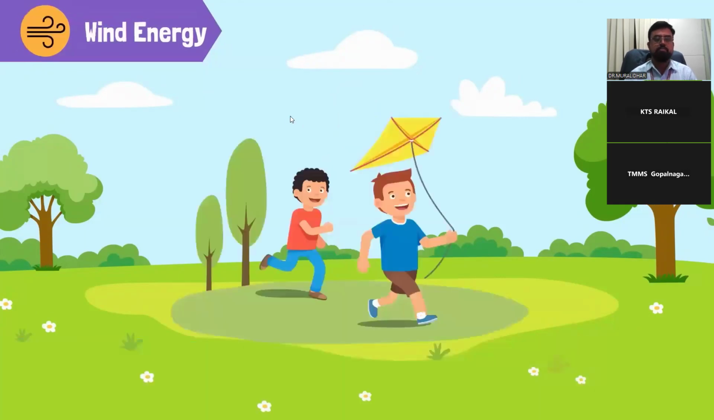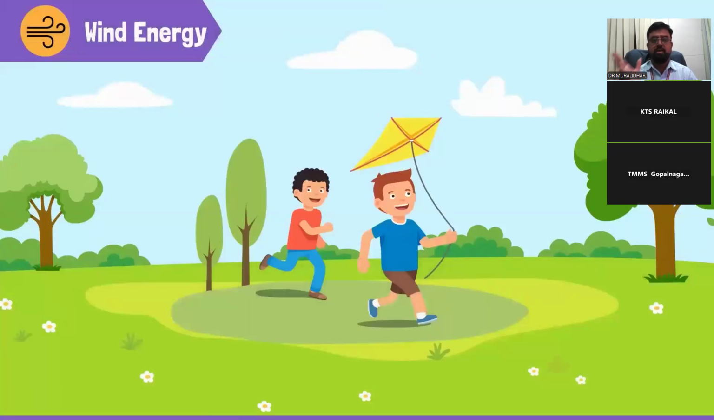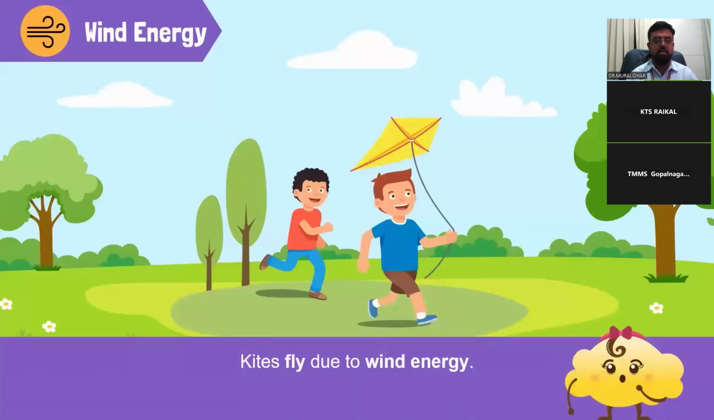Look, a kid is flying a kite. How is the kite held up in the sky? By wind. Wind energy. Moving air is called wind.